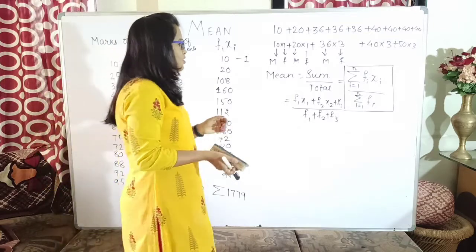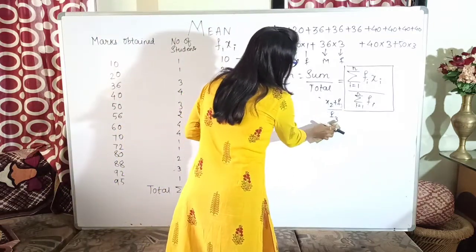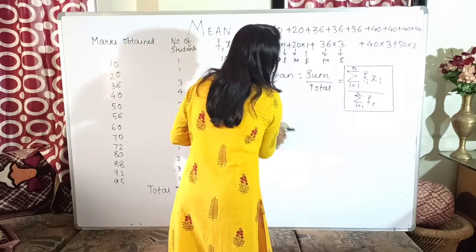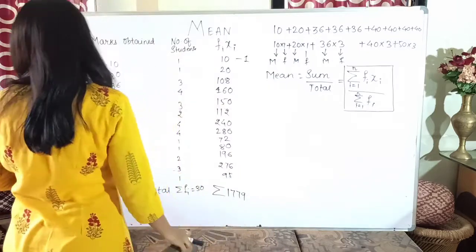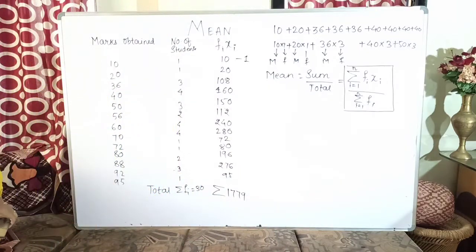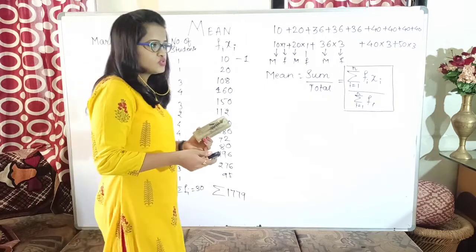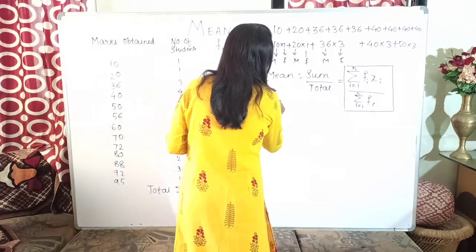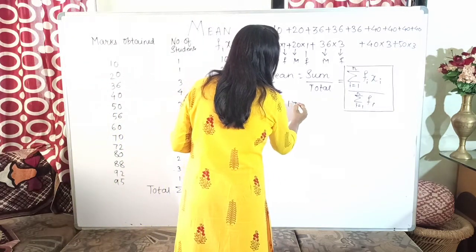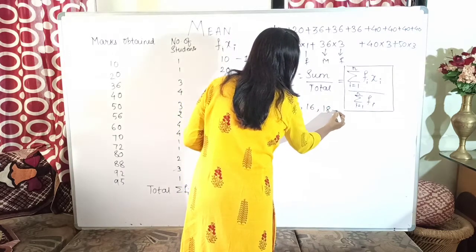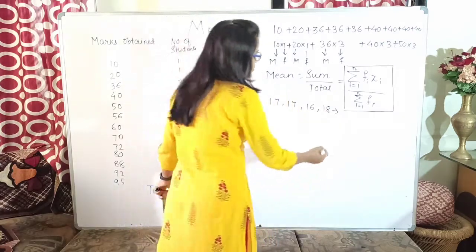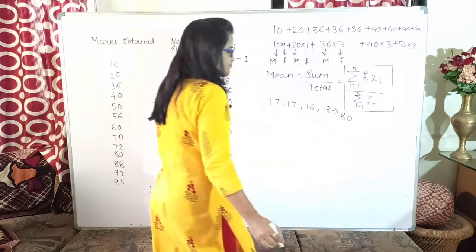Okay, now there is a limitation also. Now what is that limitation? Suppose there are 5 students who are going for a trip. Okay, so the 5 students whose ages are 17, 17, 17, 16, 18, and along with them one professor is going and his age is 80.